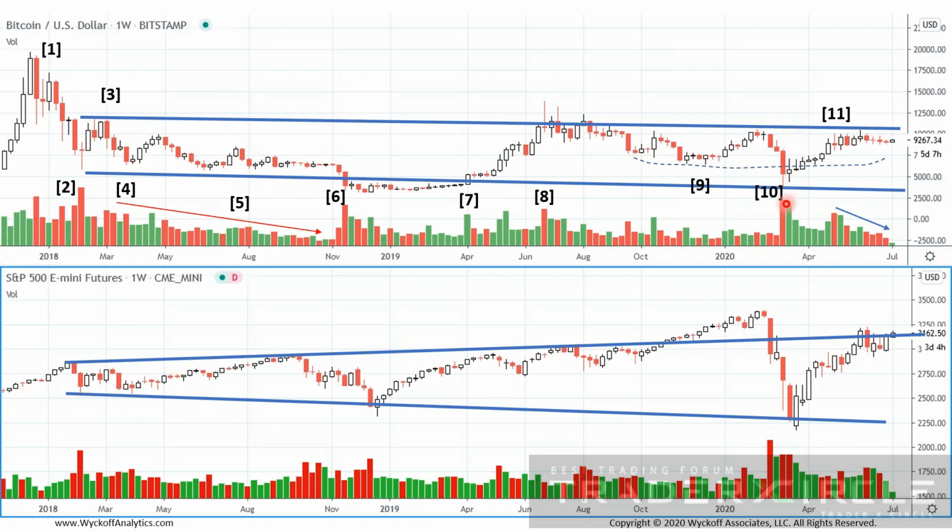But what do we see at point 10? Shakeout, followed by a quick recovery in both the S&P and Bitcoin.